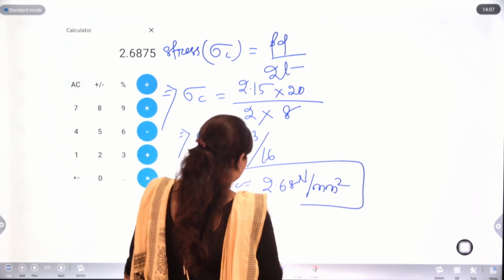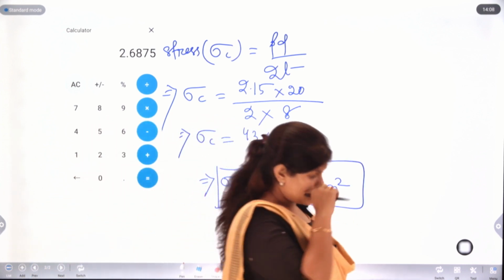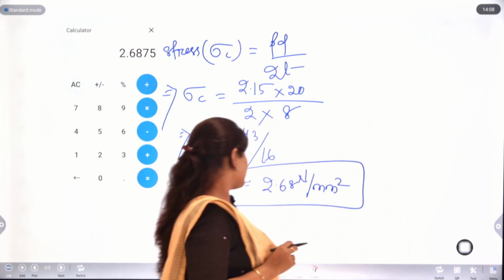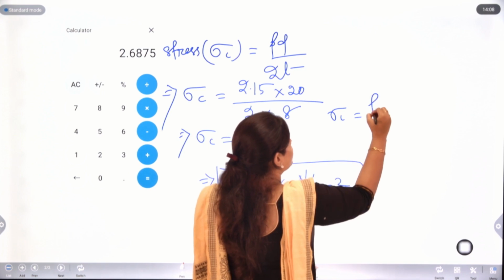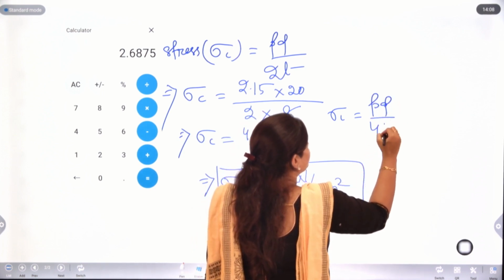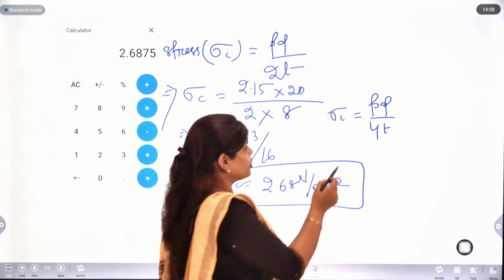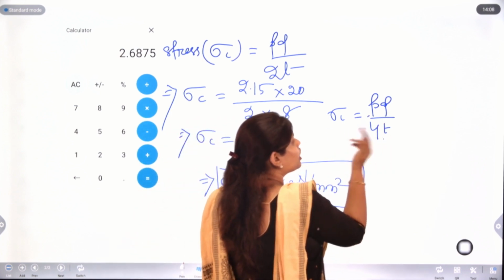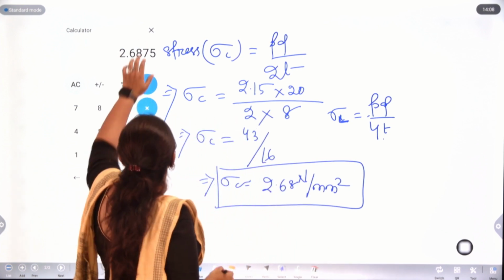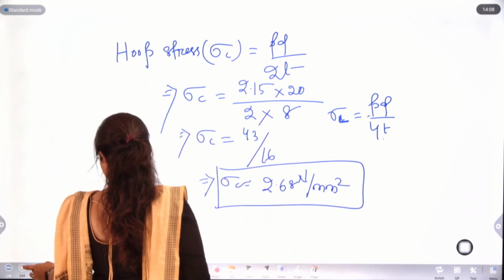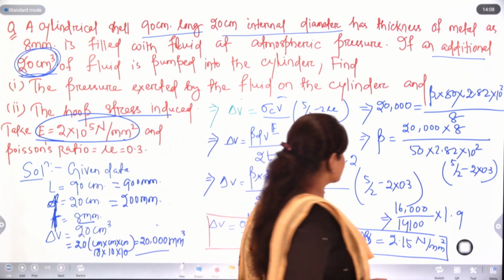Okay. In this question, what was asked? About hoop stress. If the question asked about longitudinal stress, the formula for longitudinal stress is what? PD upon 4T. By putting the values of P, D and T, we can calculate sigma L.